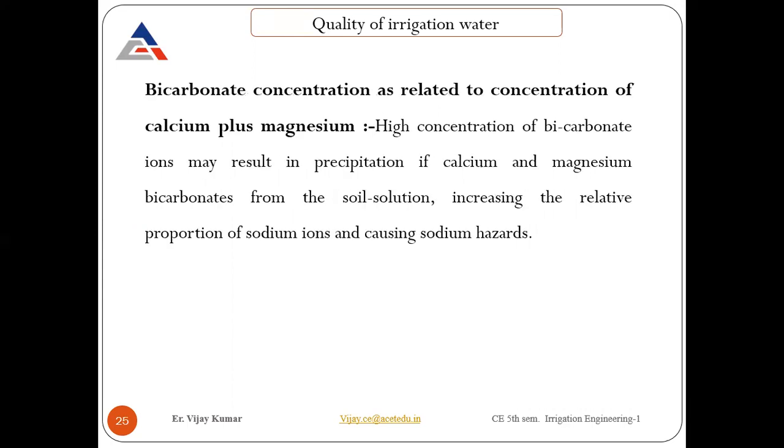Then we have bicarbonate concentration as related to concentration of calcium plus magnesium. Again, we require these, but if they are available in very high amounts, in that case they result in precipitation of magnesium and calcium bicarbonates from the soil solution, and increase the relative proportion of sodium ions, which will create sodium hazards also. So these things you need to keep in mind. I'm not going into detail because it's not a technical thing related to the irrigation part, but being a civil engineer, you should know the basics of these particulars.